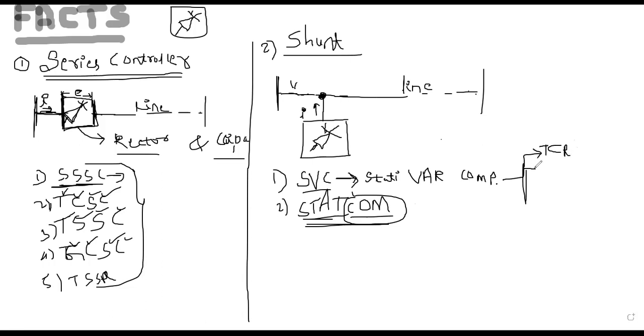It may be TCR, it may be TSC, thyristor switched capacitor, it may be a fixed capacitor. A combination of these three, TCR, TSC, and fixed capacitor, can be used, and it will produce the static VAR compensator. What is the unit of reactive power? It is VAR, volt ampere reactive. So these are the devices here.